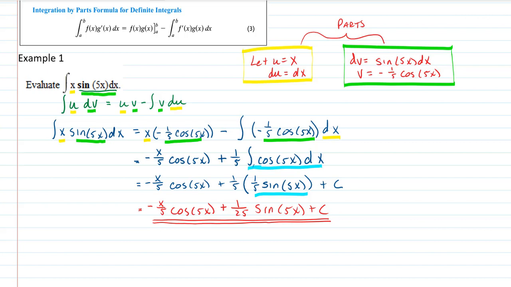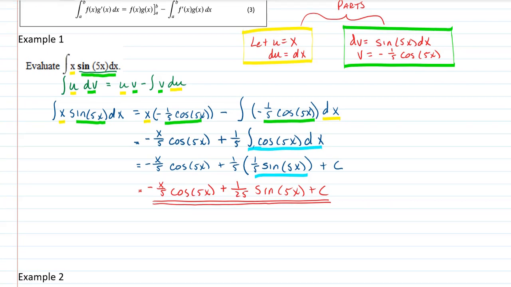This is not a true u substitution because I'm not replacing u with something and du. I'm finding what parts I'm going to use to plug into this formula based on what I was given. Anytime I say d, that means differential. That's why that sine 5x dx is all underlined in green, because that's what I said dv was equal to. The differential has to be with the dv.